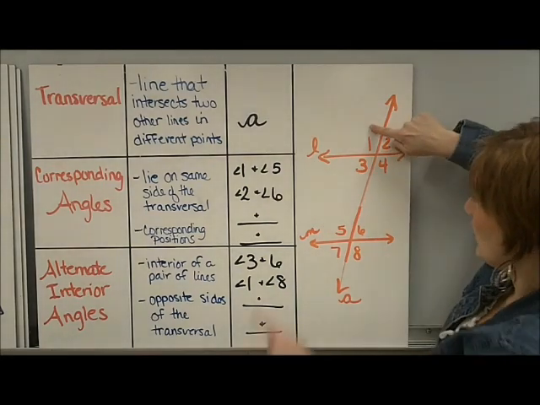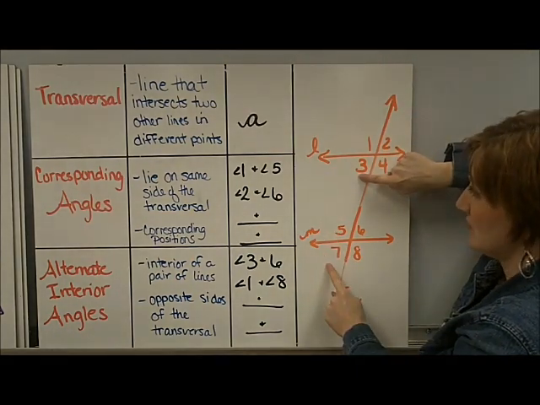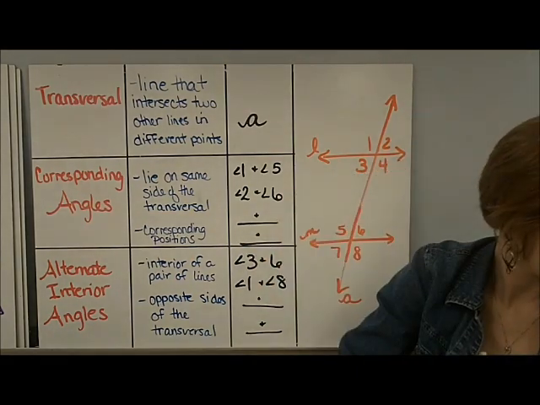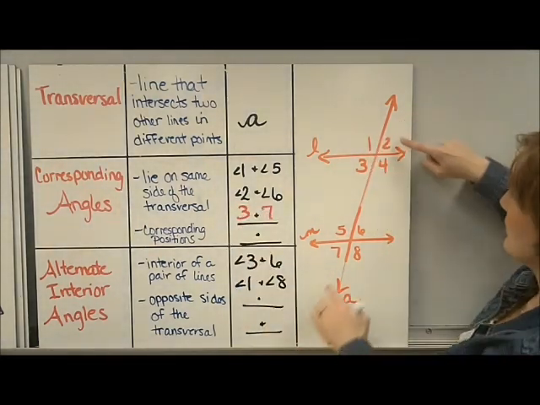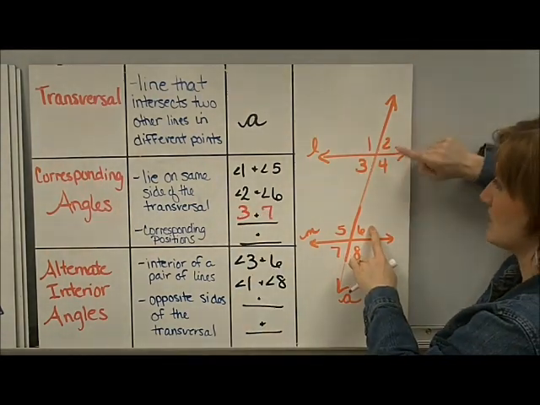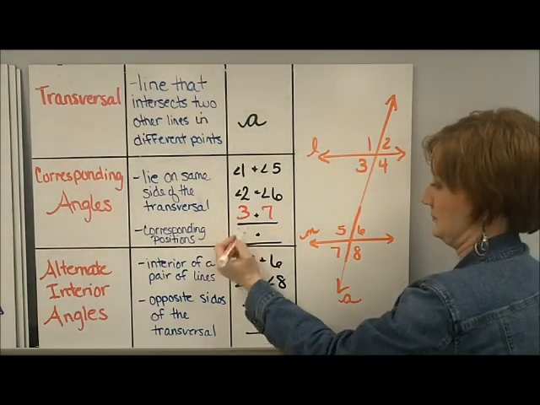For instance, 1 and 5 are corresponding angles. 3 and 7 would be corresponding angles, and we can fill that in right there. We have 2 and 6 are corresponding angles. So the other corresponding angles we have here are 4 and 8.